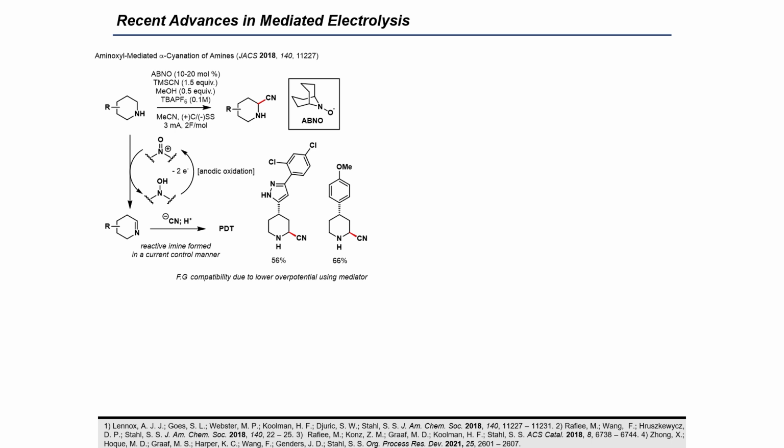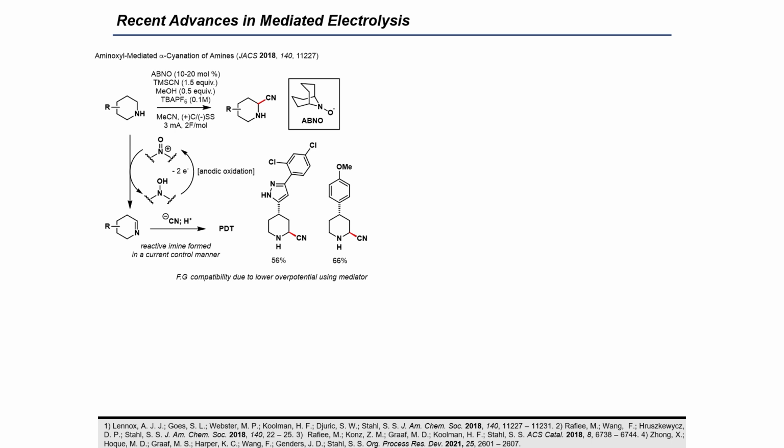First, the mediator is oxidized at the anode to afford the N-oxoammonium cation, which oxidizes the amine to a reactive imine. This imine is entrapped by a cyanide anion to afford the desired product. The advantage of relying on electrolysis for this transformation is that the reactive imine is slowly and controllably formed in a current-dependent manner, thus limiting the buildup of this reactive intermediate and subsequent byproduct formation. This creative take on the Shono oxidation was applied to the late-stage functionalization of a variety of pharmaceutically relevant substrates.